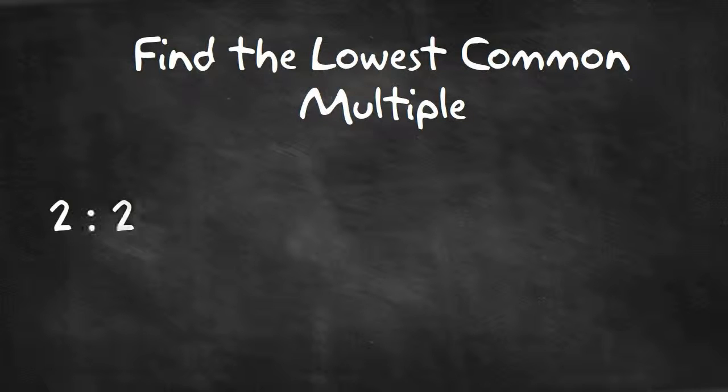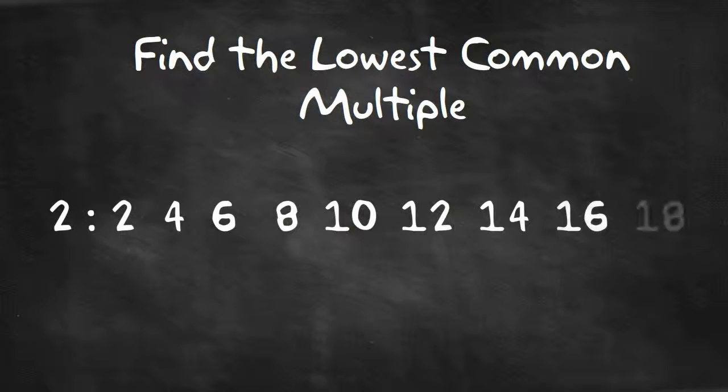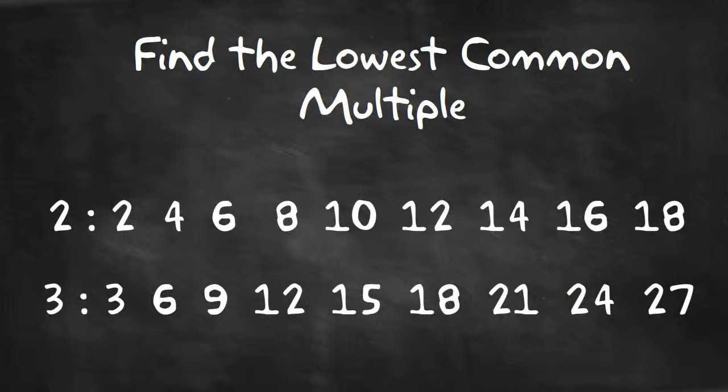Because they have different denominators, we have to find the lowest common multiple of each denominator. Looking at the list here, we can see the common multiples are 6, 12, and 18. The lowest one is 6, making that the equivalent denominator we will use.